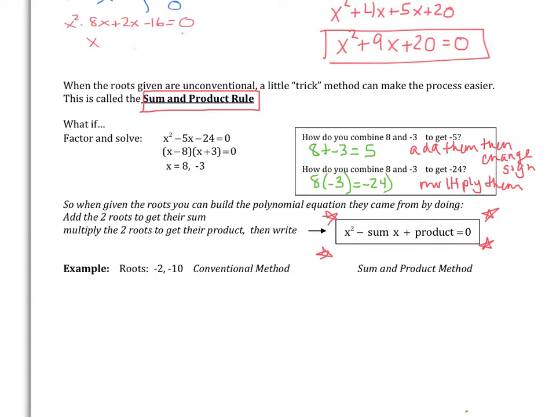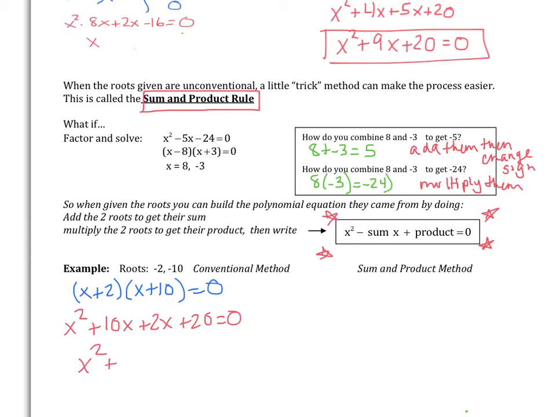If we take the roots -2 and -10, the conventional method is just to turn those roots into factors, x plus 2 and x plus 10, and then multiply it out with FOIL, x squared plus 10x plus 2x plus 20 equals 0. For our final answer, x squared plus 12x plus 20 equals 0.